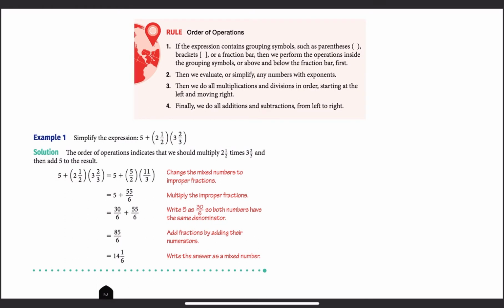So the order of operations, just a quick reminder. Remember, we do everything that's inside the grouping symbols, so parentheses, brackets. If there's a fraction bar, we do everything that's above or below the fraction bar before we do the division. Then step 2, we evaluate any exponents. Step 3, we do all the multiplication and division, left to right. And then we do all the addition and subtraction, left to right. So, with that in mind, let's have a look at this problem.